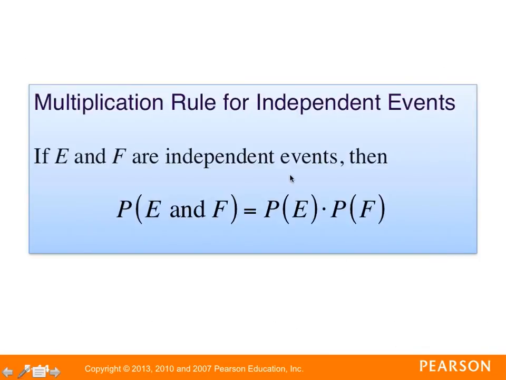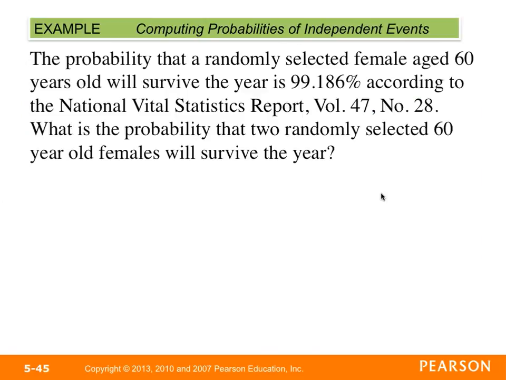Okay, so the multiplication rule for independent events is given as follows. If E and F are independent events, then the probability of E and F happening is going to be the probability of E times the probability of F. So we have a few rules so far. When you have "or" type questions, you add and you need to subtract the overlap. When you have "not" type questions, you need to do 1 minus. And when you have "and" type questions, you're going to be multiplying.